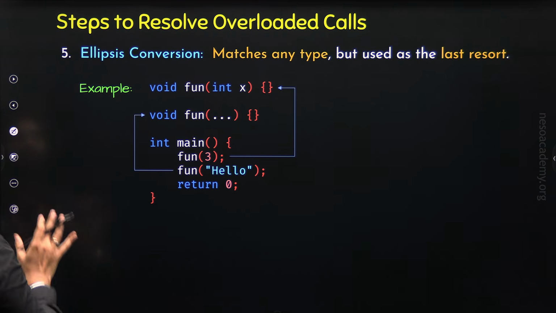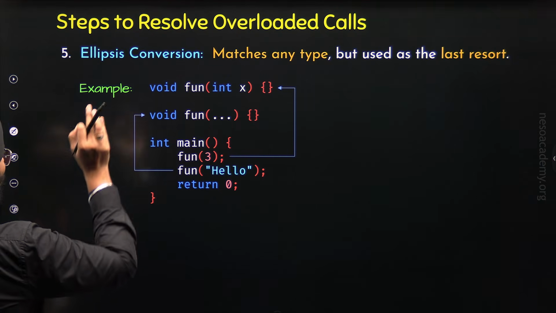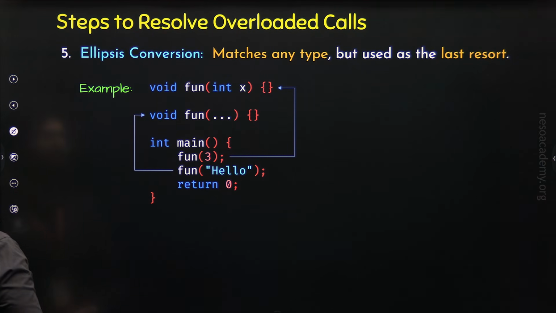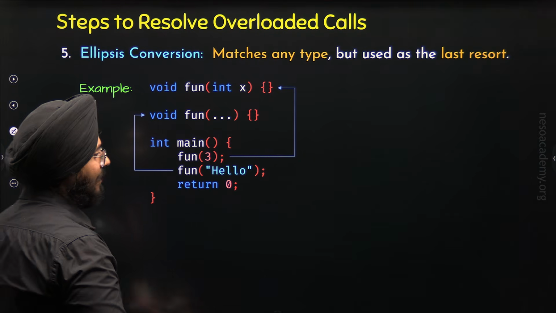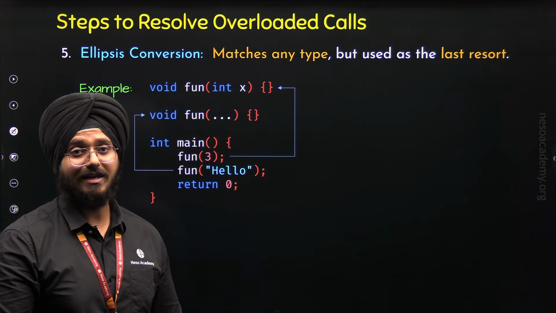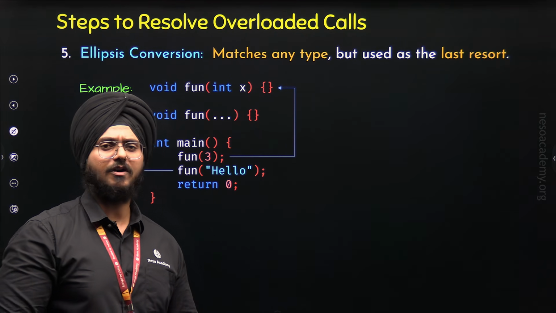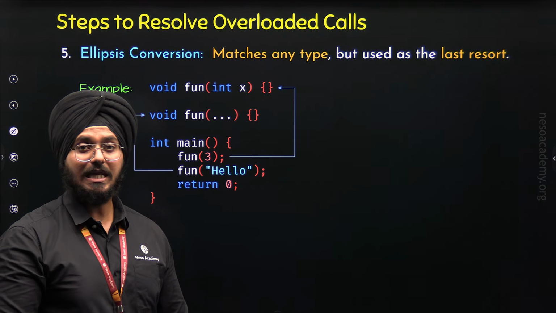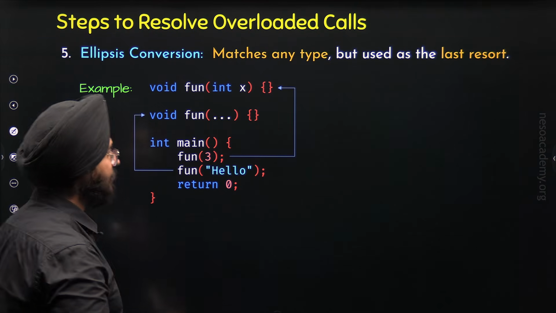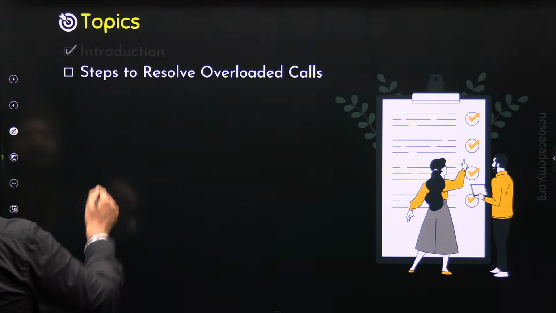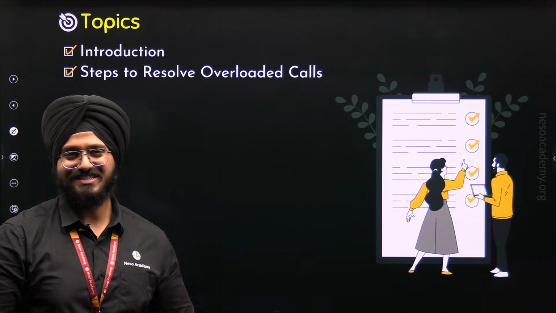So with this, we have understood all the 5 steps which are performed by the compiler to resolve overloaded calls. In this way, compiler finds the best match. If at all it is the case that ellipses conversion cannot happen, then we may get error from the compiler. So there can be the possibility that a specific function call may not resolve to any function definition. In that case, we may get error. So with this, we have understood all the steps, and this means we are done with the last topic as well. And we are done with all the topics of this lecture.